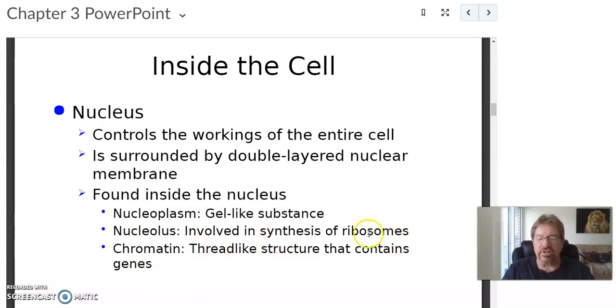The nucleolus is involved in synthesis of ribosomes. Ribosomes are little factories that produce proteins. We'll talk about those a bit more. Also, the famous genetic material, the DNA, the chromosomes, are contained within the nucleus. The only time they condense into chromosomes, though, is when the cell's getting ready to reproduce.